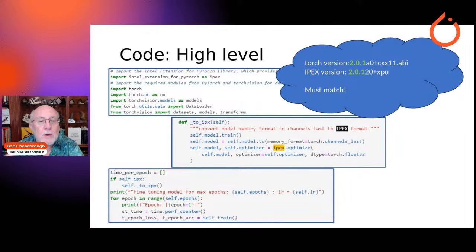And then in an object-oriented sense, we create a method called toIPEX where we do these conversions for the model and call the optimizer. In this case we're taking the model and putting the channels last. It's just an optimization that we're doing, and then we call that optimize step. So we take the original ResNet model, the pre-trained version, and then we pass it through the optimizer step of the IPEX. And so it's fairly simple, and it's basically reflective of the simple cheat sheet that I showed you before.